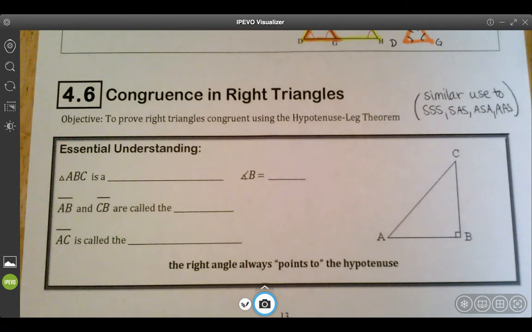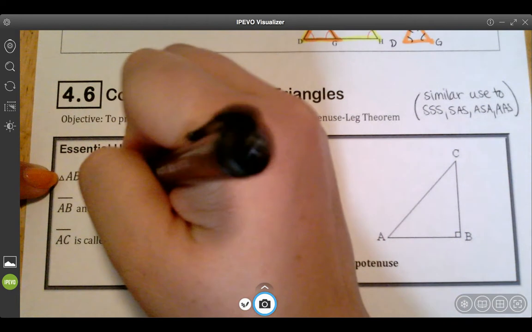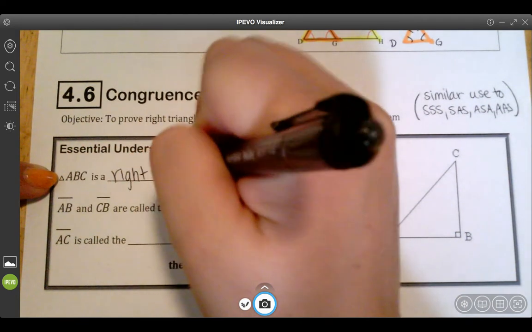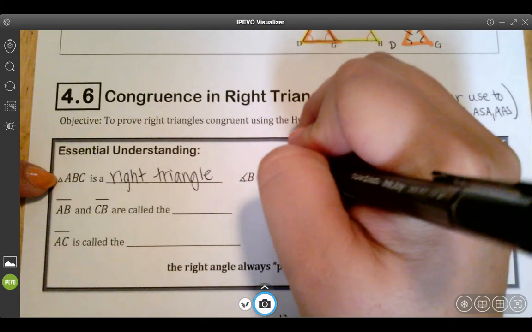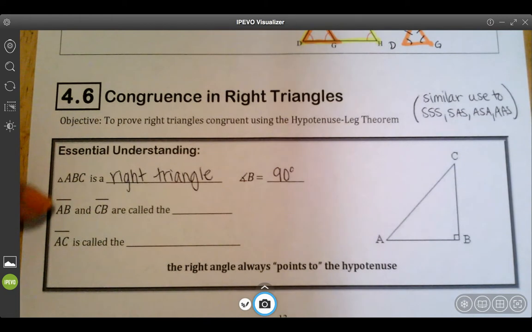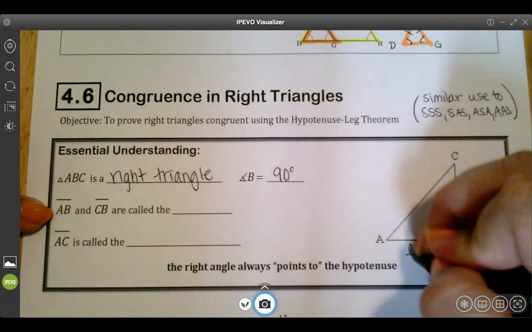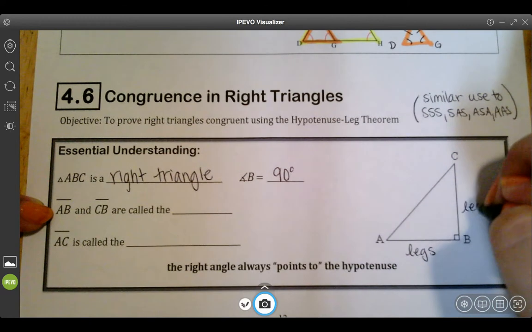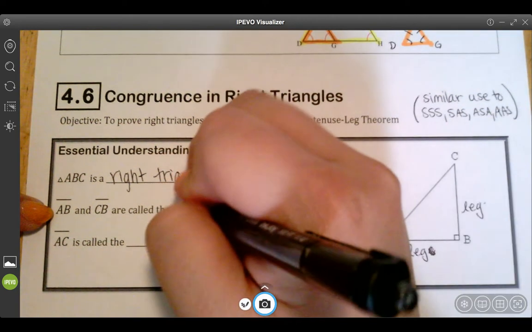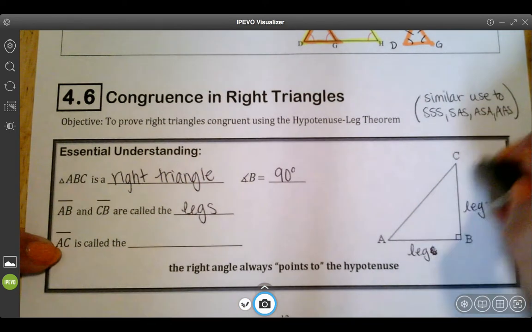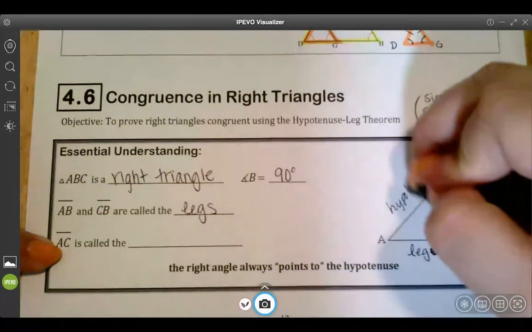So first we need to understand that triangle ABC is a right triangle. This can only be used when there is a right angle, if there's a 90-degree angle. If there's not a 90-degree angle, we cannot use this theorem at all. And the measurement of angle B here is our 90-degree angle that we need. And therefore, AB and CB are called legs. Well, each one is a leg. Together they are legs. And AC is called the hypotenuse.